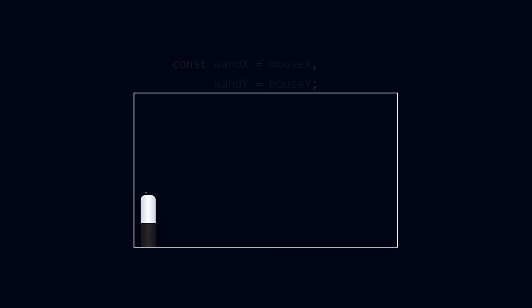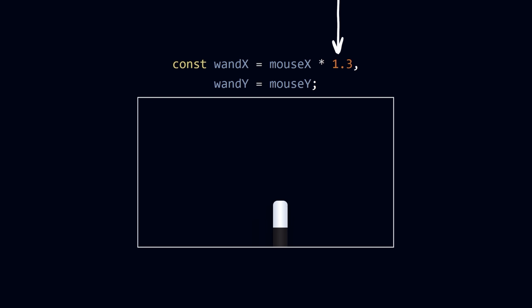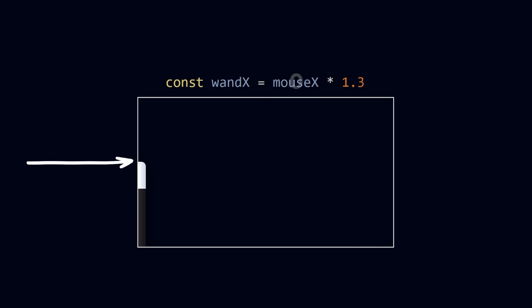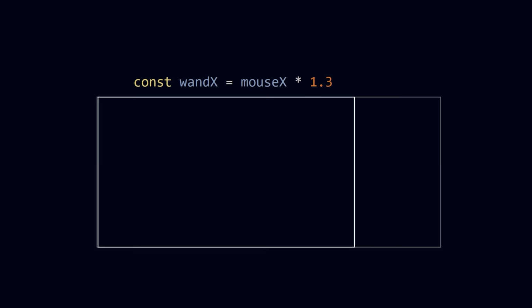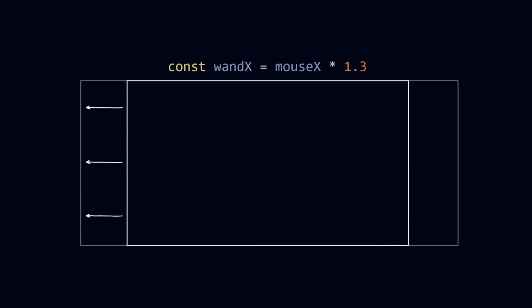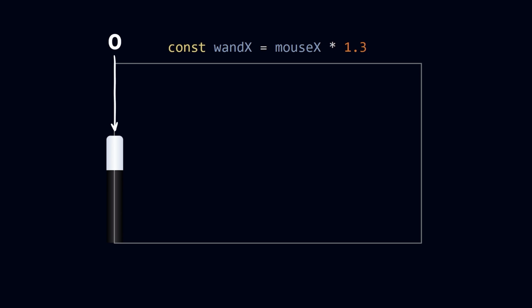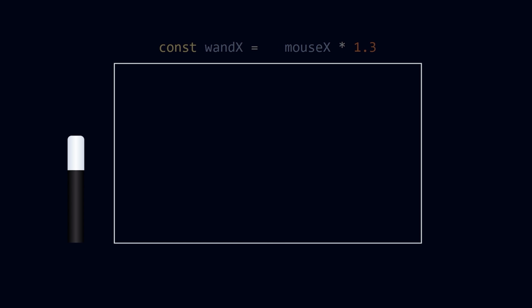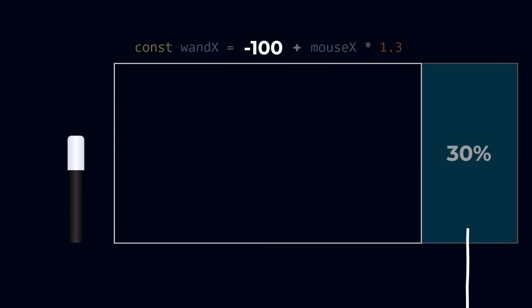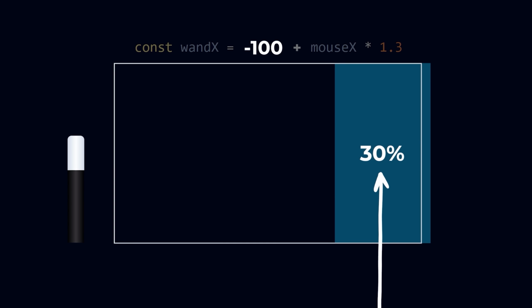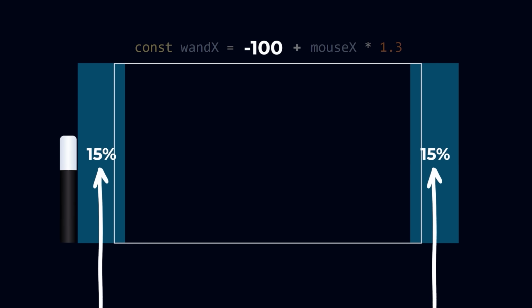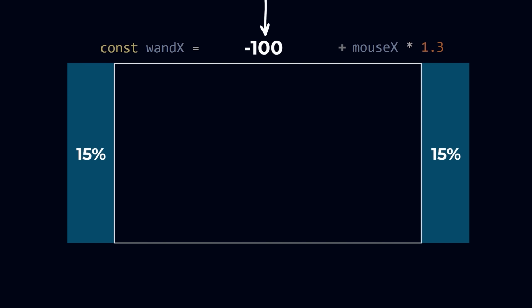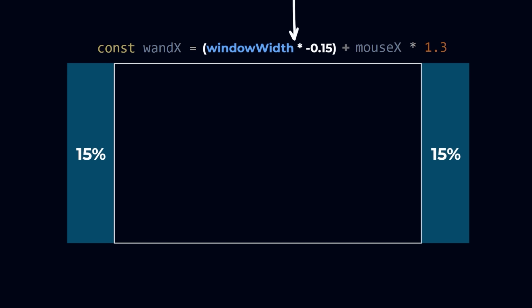Currently, we're setting the wand's position directly equal to our mouse's. But what if we tried adding on a multiplier? That wouldn't change the starting position since 0 times 1.3 is still 0, but it would certainly increase the maximum range to the right by 30% of the width of our window. So now it seems like we need a way to shift our range back to the left. It's almost like we need to modify the starting point from 0 to somewhere over here. I could just pick a random value, but that wouldn't be very precise, so perhaps I'll try splitting the difference of the extra distance. Since we've got an extra 30% to work with, that means we can put 15% on either side. In other words, we can replace negative 100 with the width of the window times negative 0.15.